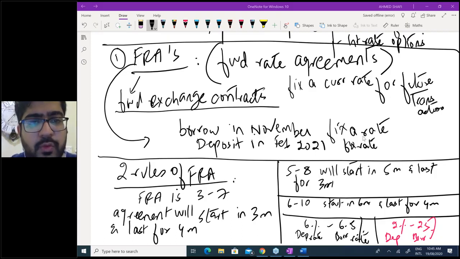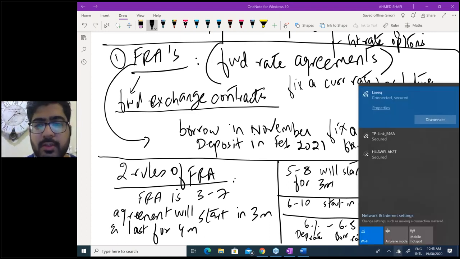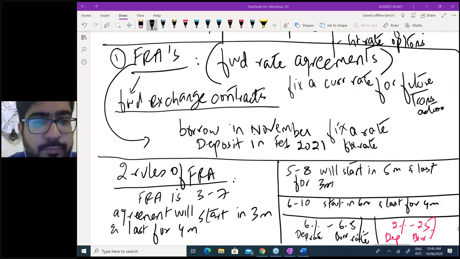So, I told that when two interest rates are given, like 6% and 6.2%, it's always the case that the lower will be the depositing rate and the higher will be the borrowing rate. That's always the case, okay? Why so? It can't be the other way around.